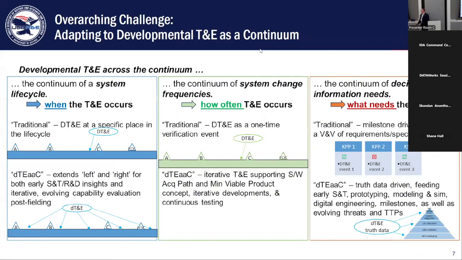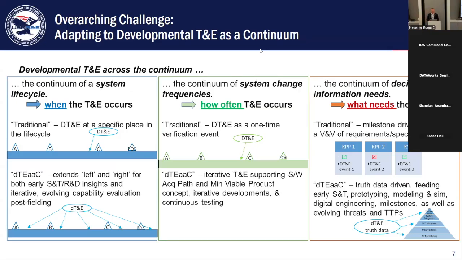Okay. So the two overarching challenges that we talk about more at length in the guidebook than the others. The first one is adapting to developmental test and evaluation as a continuum. This is a big push from the folks at DTNA, Mr. Collins and his team. And this is not just applicable to autonomous systems, this is applicable to a ton of technologies that are in development and testing right now.